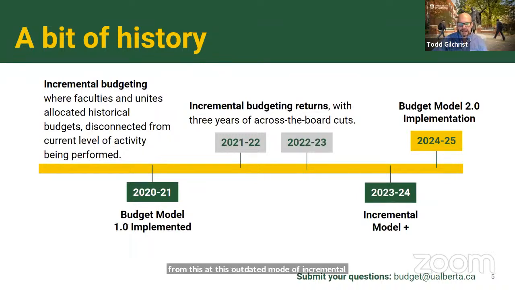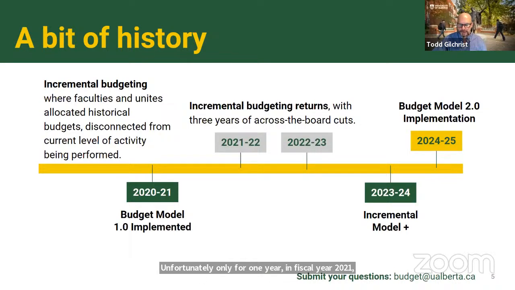We conducted for budget model 1.0, we conducted about 3 years worth of research before my time. And there was extensive engagement that took place at the time to explore what alternatives existed for incremental models. Those all came together in a new budget model. It was an activity-based, and it was implemented, unfortunately, only for 1 year in fiscal year 2021.